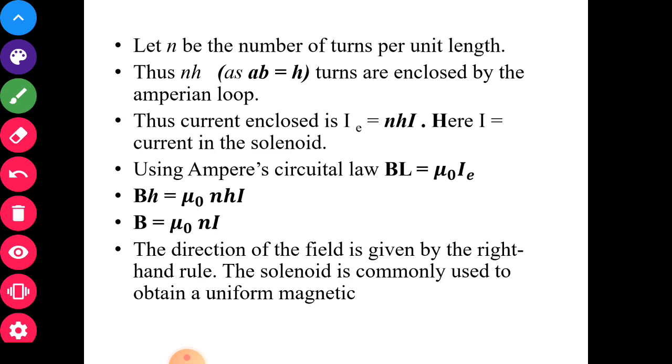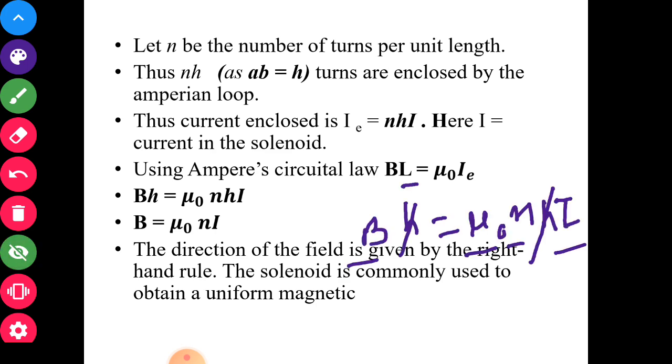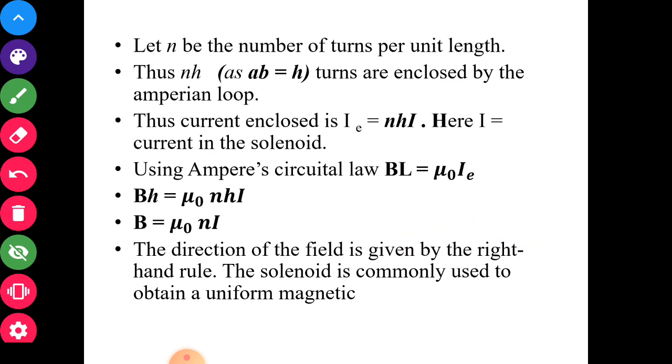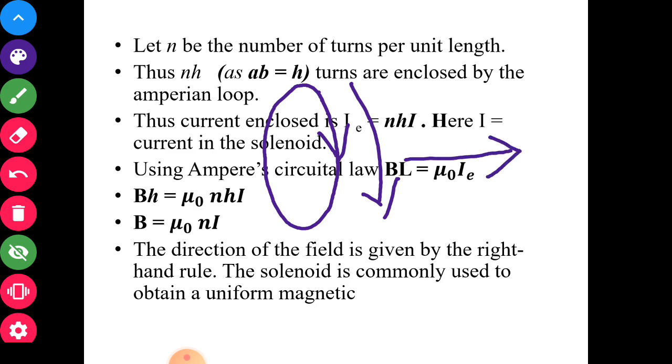The direction of the field is given by the right hand rule. The solenoid is commonly used to obtain a uniform magnetic field. How is the right hand rule used? You have to curl the fingers in the direction of the current flowing through the turn. For example, if the current flowing through the turn is in this direction, you curl your fingers in this direction, then the thumb will point in this direction, and that gives you the direction of the magnetic field.